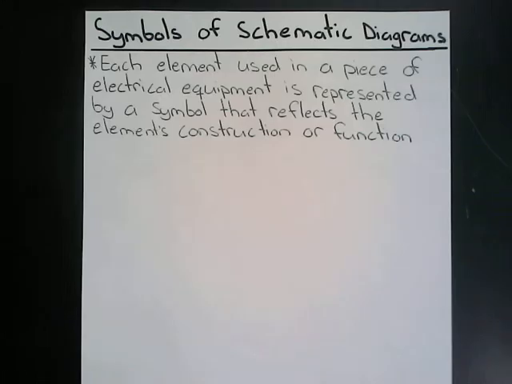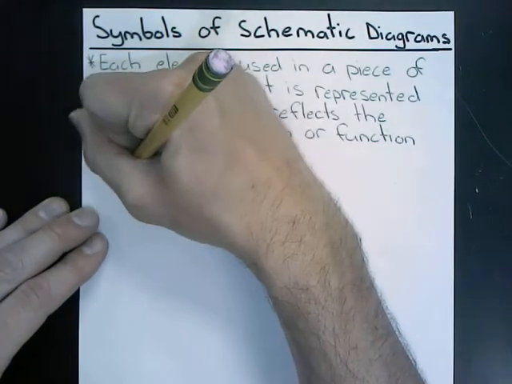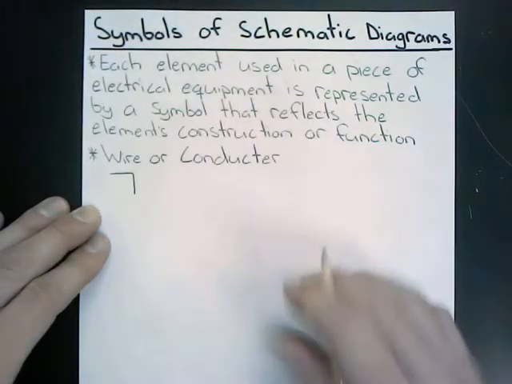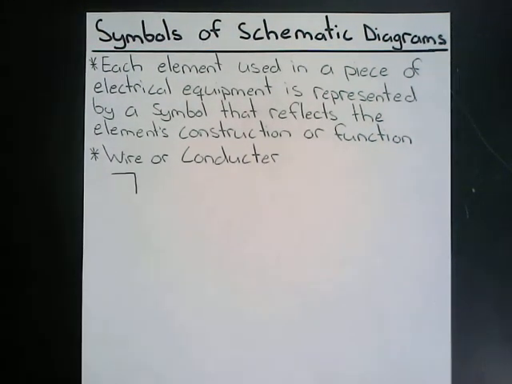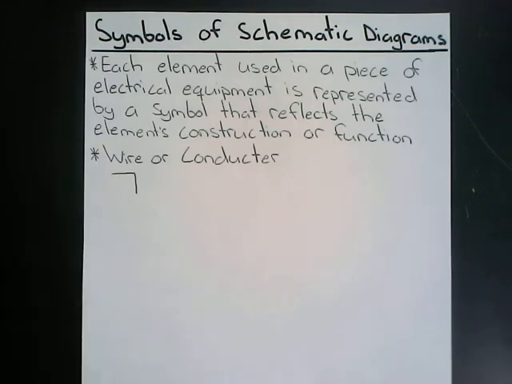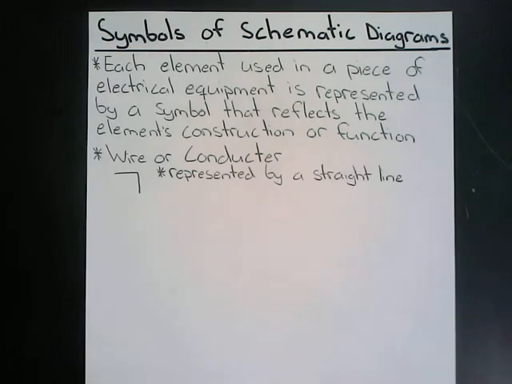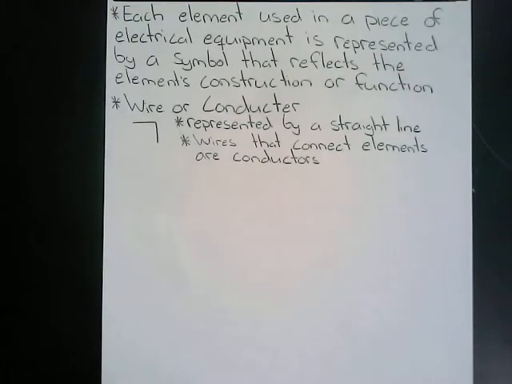Now, the first symbol that we need to learn about here is a wire or a conductor. Now, a wire or conductor here, I'm going to draw a 90-degree angle, but a wire or conductor is just going to be represented by a single line here. Now, it should also be noted that wires are going to connect elements as conductors.